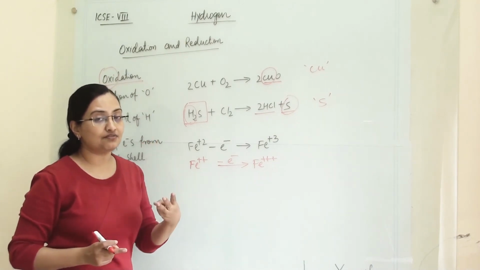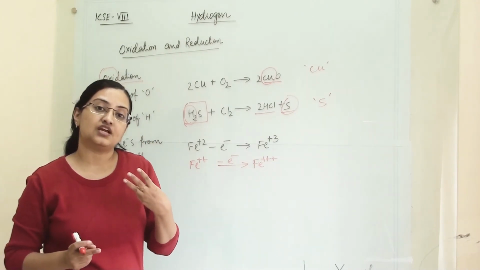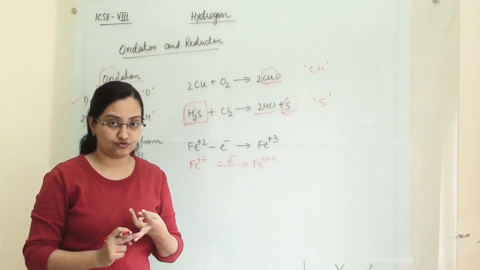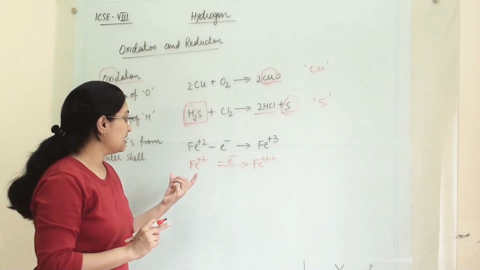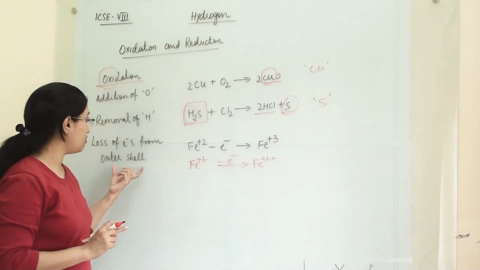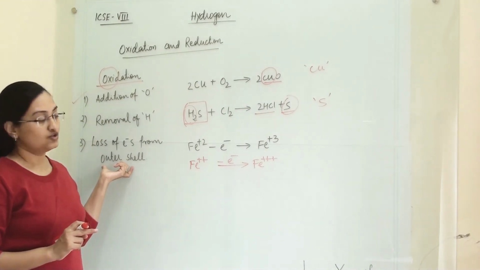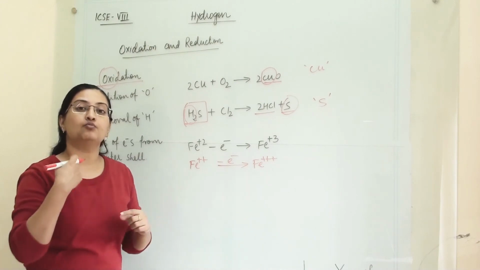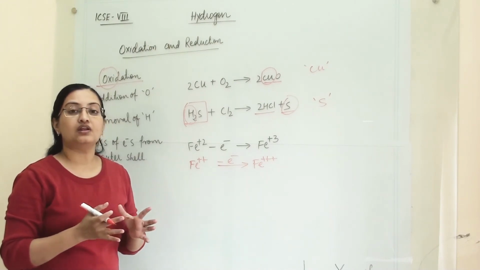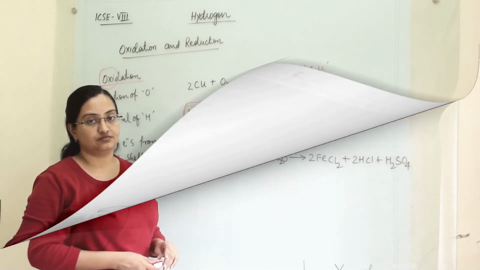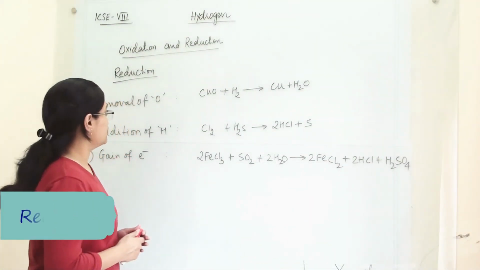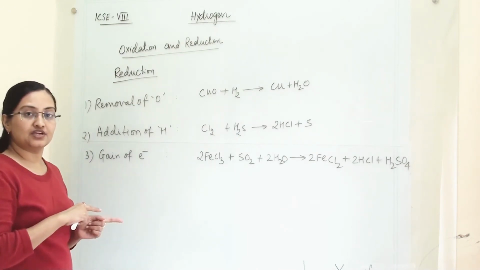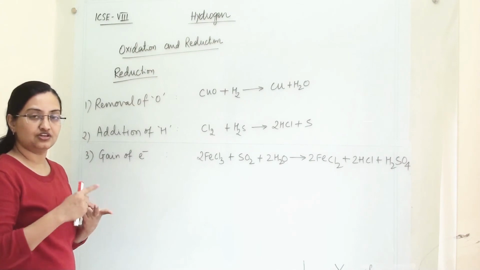So there are three ways by which an oxidation reaction can happen: by addition of oxygen, by removal of hydrogen, and third, by removal of an electron from the outermost shell. So we are changing its valency, and its valency will become one more plus. All of these are termed oxidation reactions. Now we will learn what reduction is. It is exactly the opposite of oxidation. In oxidation we have learned addition of oxygen and removal of hydrogen.